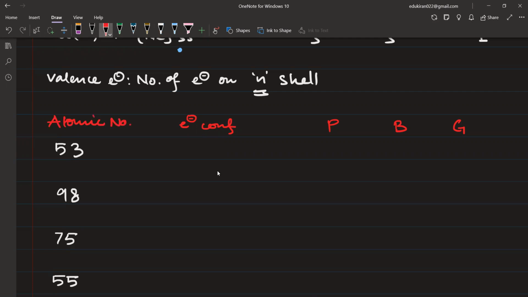Devangi, you got the atomic number for the first one? Yes, sir. Can you send that to me? What's the atomic number? Sorry, send the electronic configuration, please. You're done with electronic configuration, right? Yes, sir. You have my number now. Okay, just take a photo and send it to me.